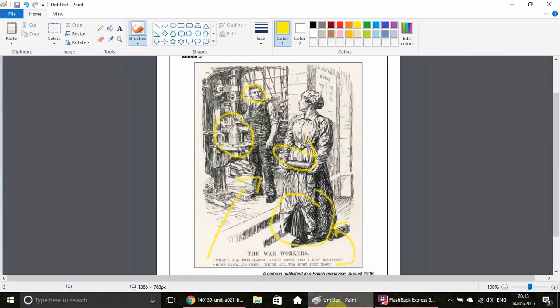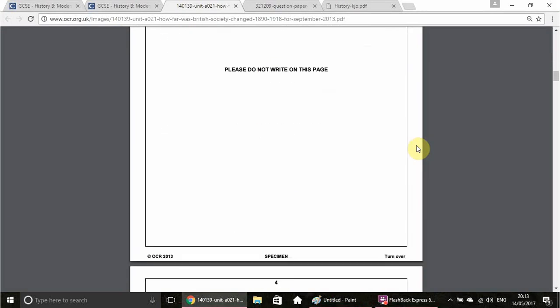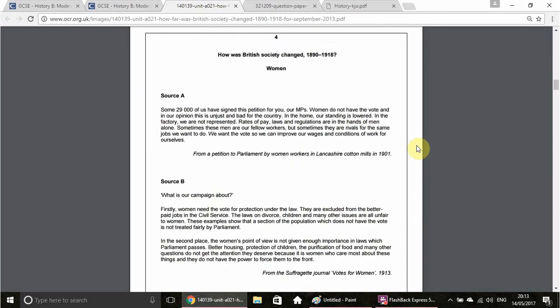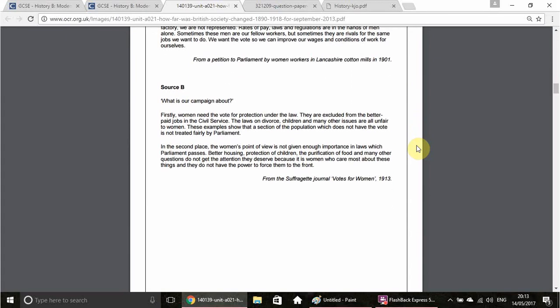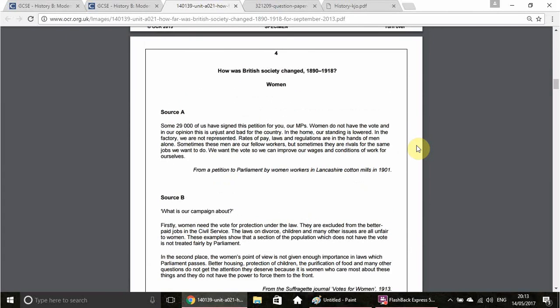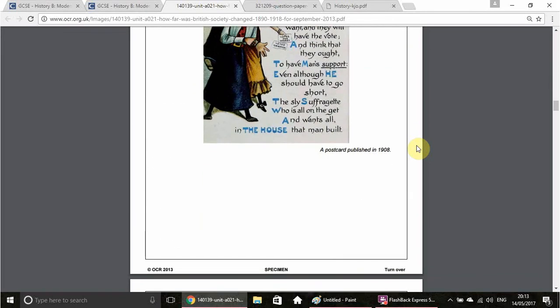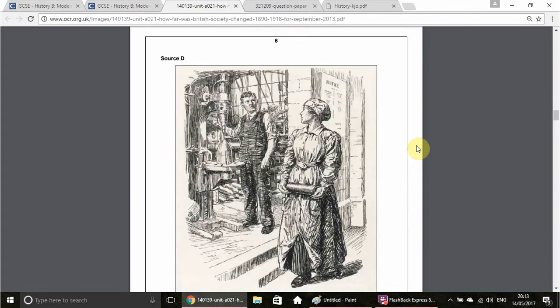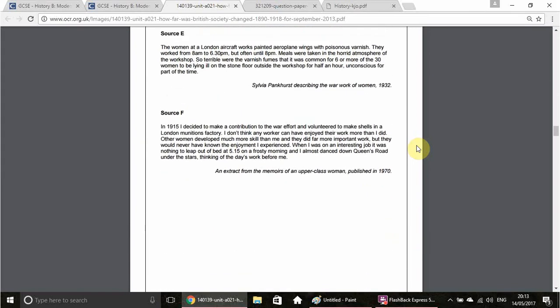So I then spend the next 10 minutes going through each source, annotating them, and thinking about the question that I've been asked about the sources as I go along. I might even, as I go through, think about whether this one shows anything about respecting women or not respecting women. That way, when I get to the point of actually answering the questions, I've already done a lot of the thinking, which will make answering the questions much quicker.